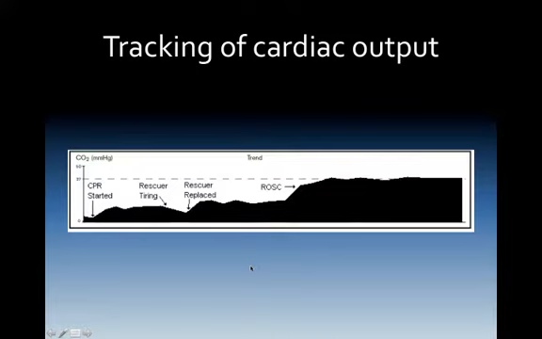Tracking of cardiac output. Whenever we look at the overall end-tidal CO2, and this would be the trending version of it, CPR was started here. We can see when rescuers start tiring, CO2 levels go down. We don't have as good a cellular perfusion occurring. Rescuer replace, bam, we get a high amount of CO2. It stays consistent, and then bam, it goes off the chart.